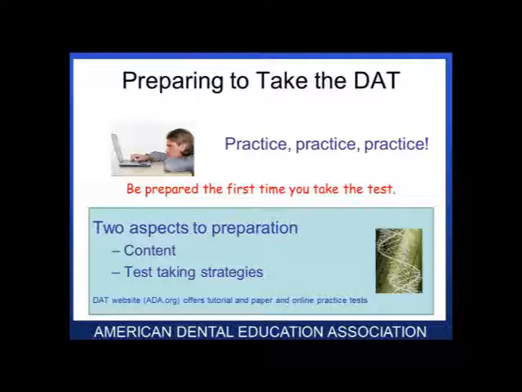The ADA offers both an online tutorial as well as written and online practice tests. Check ADEA.org for more information. We do not recommend or endorse any commercial test preparation products, but you might want to check with your health professions advisor or other students about any commercial products that were helpful to them.